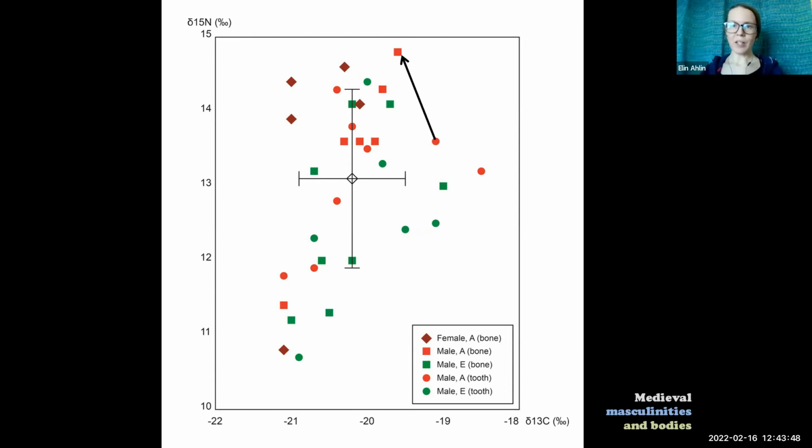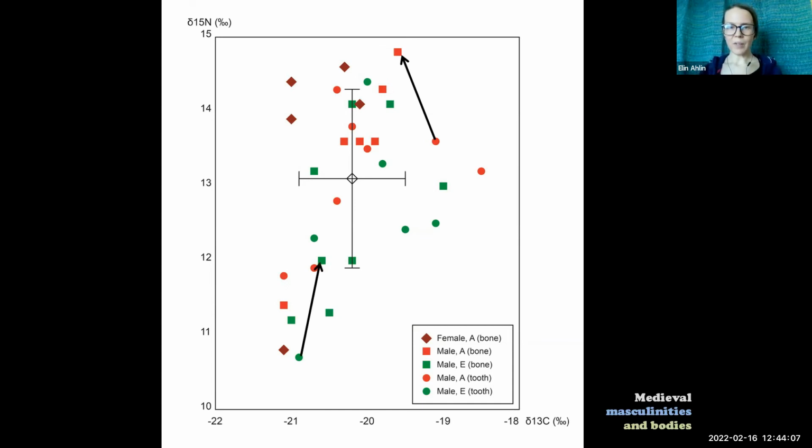One possible explanation then is that this male was someone who joined the monastic order, became a Dominican friar and moved to Västerås, and then as part of becoming an adult, becoming a clerical male, he also adopted a somewhat different diet.